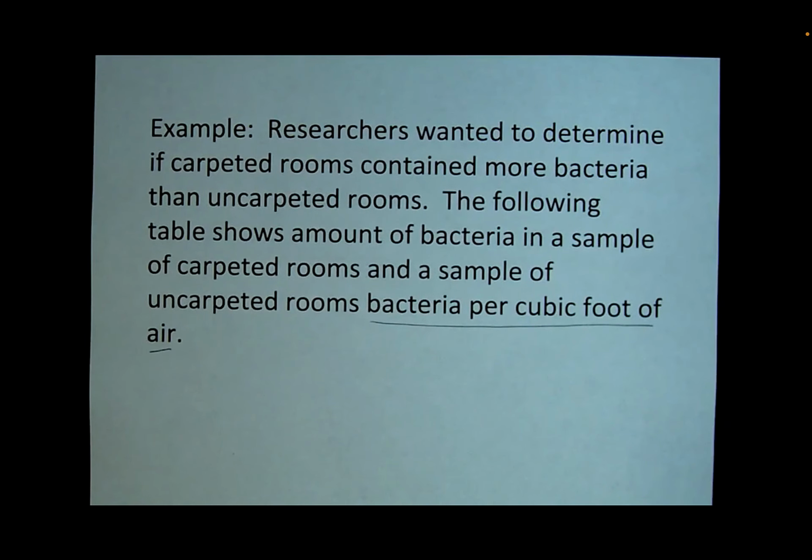Now, how would this read if this had been matched pair sampling? I can think of a couple of examples, with the same idea of carpeted and uncarpeted bacteria content. What kind of experiment with those would be considered matched pairs? Can you think of any situations where you'd have matched pairs?